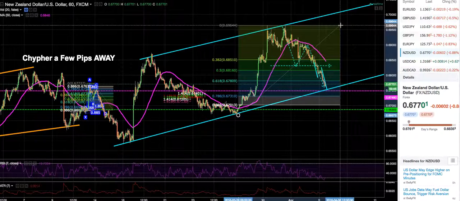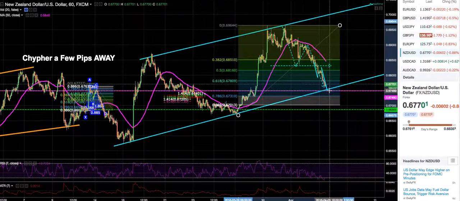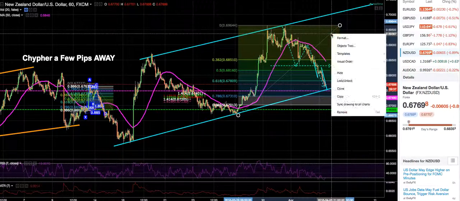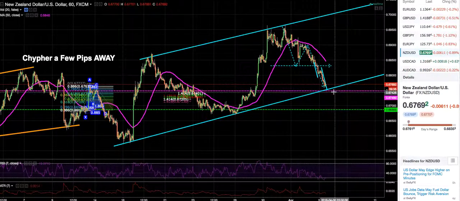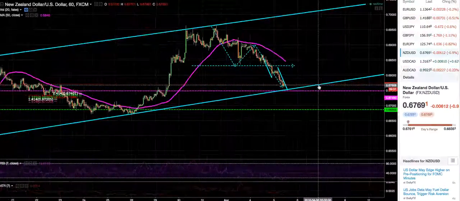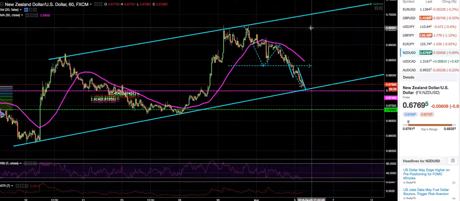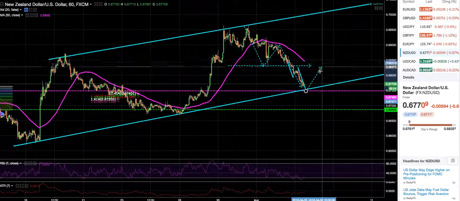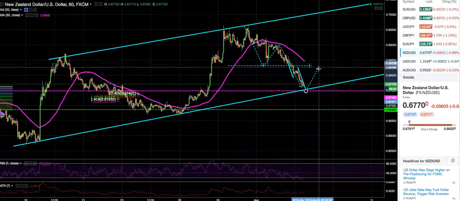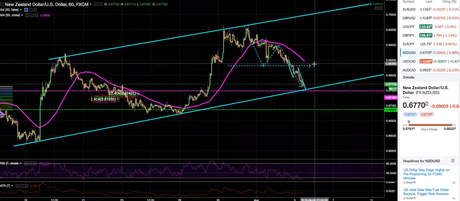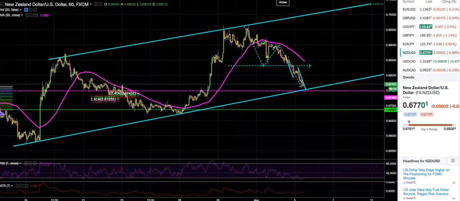We are between the 618 and the 786. I don't really have an... we are extremely oversold here. It's not a bad idea to think about a long right here, but I'm just concerned about this really strong move down.